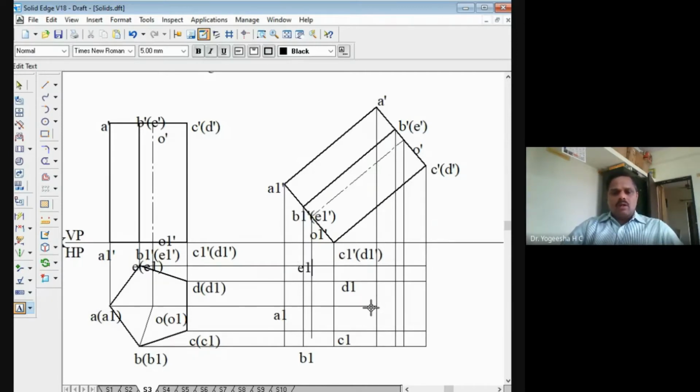Similarly, projector line drawn from A and A dash. So this is the point A. Here is the point B, and this is the point C. This is the point D, and this point is E.